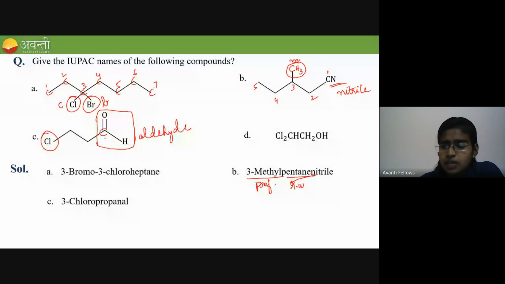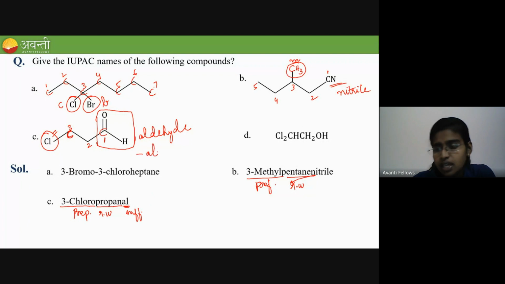So this carbon is numbered 1, this is 2 and this is 3. To the third carbon, chlorine is attached. So it is 3-chloro. 3-chloro is the prefix and the root word is prop, since we have 3 carbons in the parent chain. And in propane, what you have to do? You have to replace the E by Al, because the suffix for aldehyde is Al.